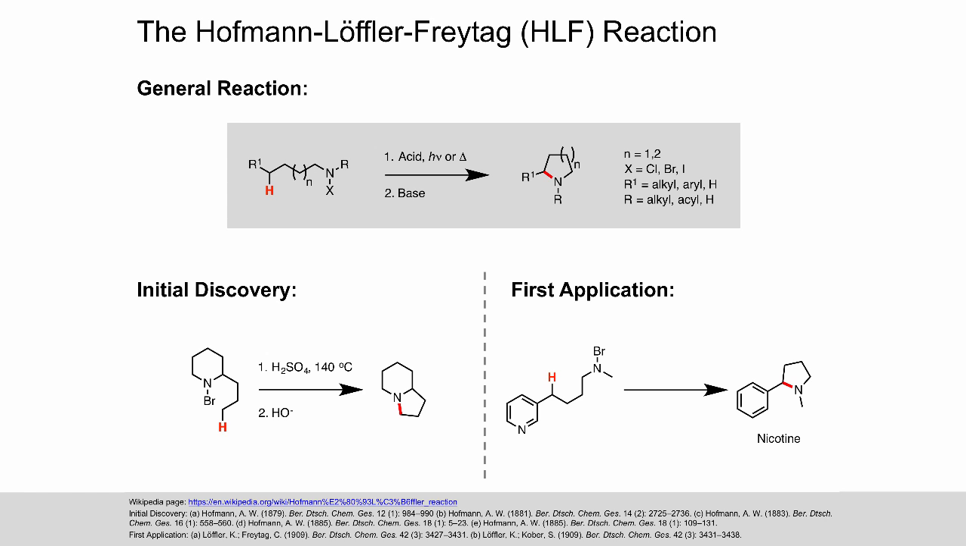In 1909, Löffler and Freytag extended the scope of this transformation and set the scene for it to become a general and straightforward method for the formation of pyrrolidines by demonstrating that the reaction was possible with simple secondary amines, showcased by the synthesis of nicotine.